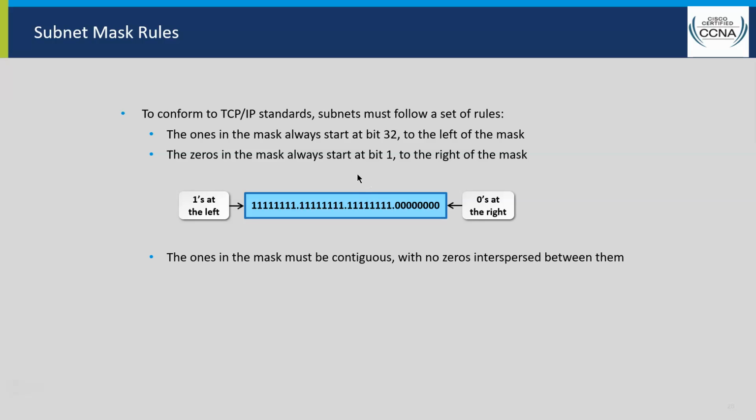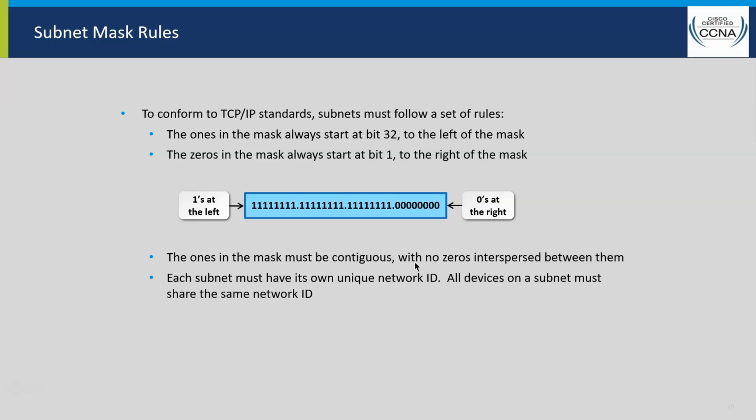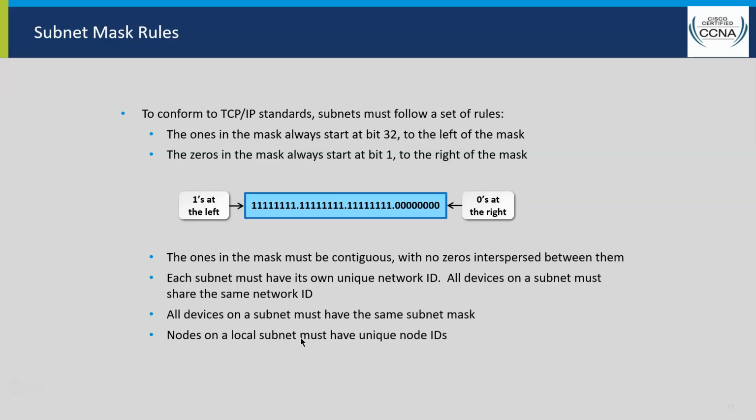We can't mix the zeros and the ones. The mask has got to be contiguous, with no zeros interspersed, and the same thing with the zeros. Once we start with the ones, we have to continue with them until we have the whole thing configured for us.